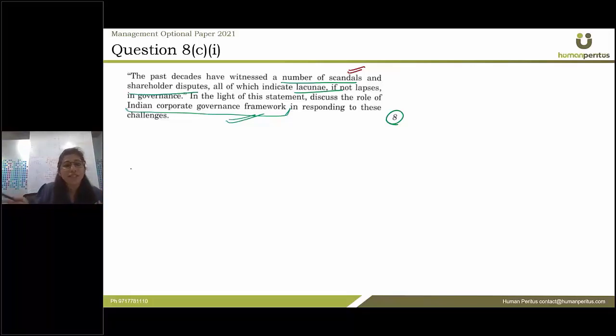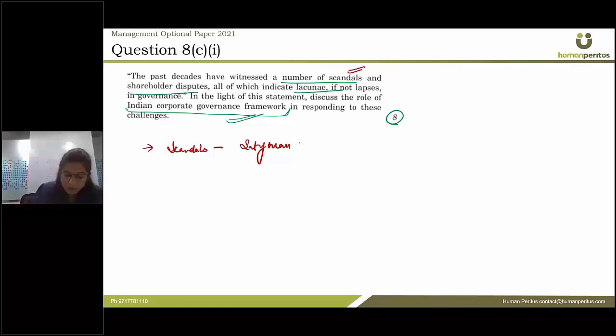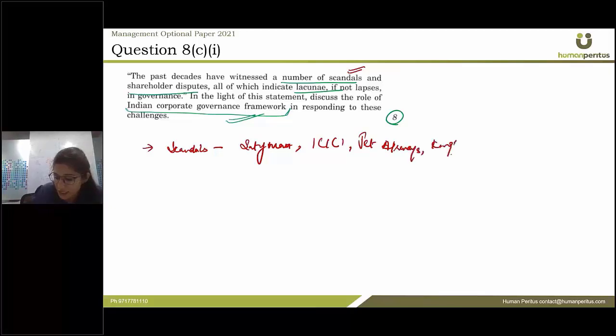How? By naming some of the scandals. For example, you can have a lot of names at your fingertips, such as the Satyam scandal, the Satyam case, which actually led to the actual need of a corporate governance framework in India. Then we can quote the example of ICICI Bank, all right. Then Jet Airways, Kingfisher Airlines. We can actually explain that there are various kinds of scandals which have happened in the past. For example, the PNB case also, the recent one, the Nirav Modi one. So we can state that there are a number of scandals which have actually led to the need of the Indian corporate governance framework to work and evolve and become more efficient.